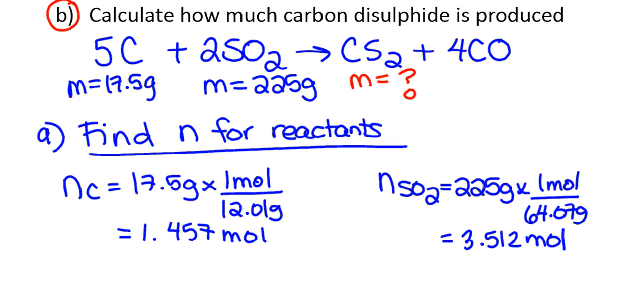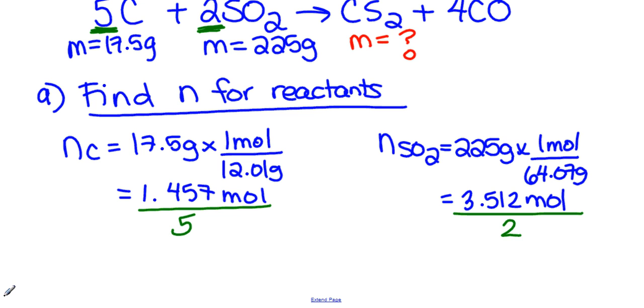This is where we're going to divide by the coefficient, just like we did with the car parts. We divided by the coefficient in the car parts equation. Here we're going to do the same thing, but with our molar amounts. So there's a 5 in front of the carbon. We're going to divide its molar amount by 5. With the sulfur dioxide, there's a 2. We're going to divide this amount by 2. So go ahead and try that in your calculator.